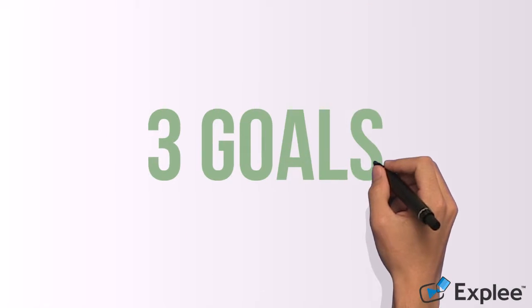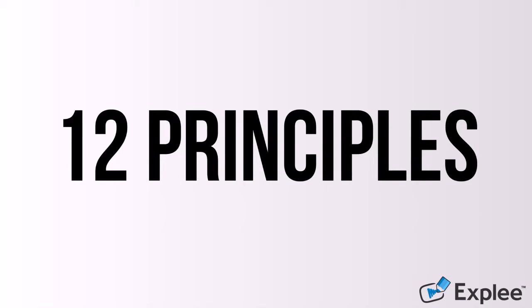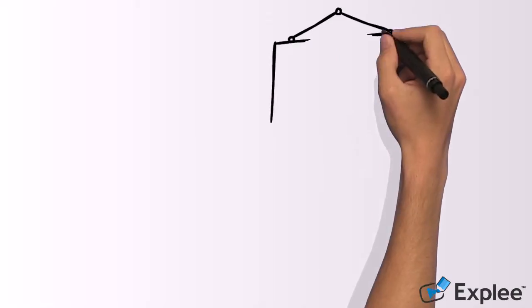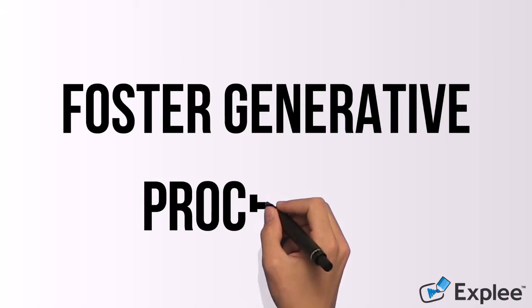He suggested that learning designers should focus on 3 goals and utilize his 12 principles to achieve them. I don't have time to cover them all individually, but I'll cover the basics in order to help you better understand the importance of Mayer's work. The 3 goals include reducing extraneous processing, managing essential processing, and fostering generative processing.